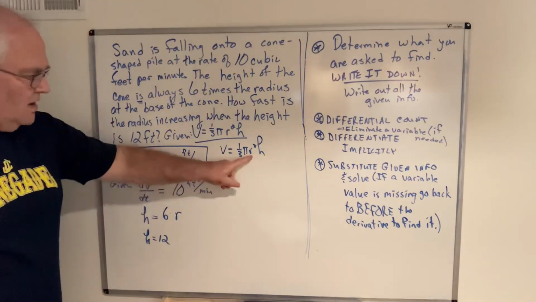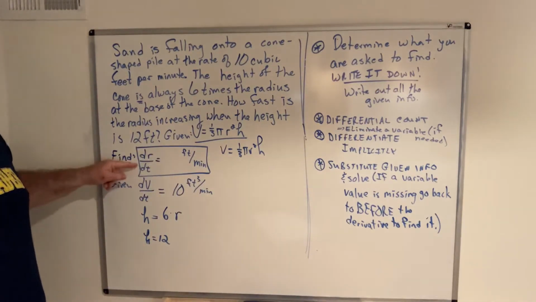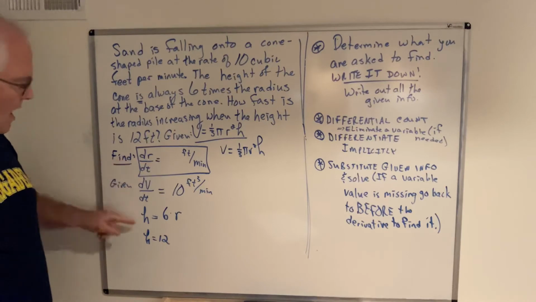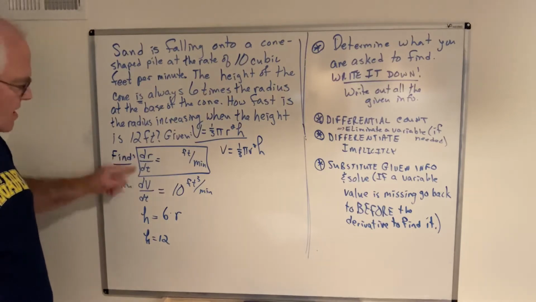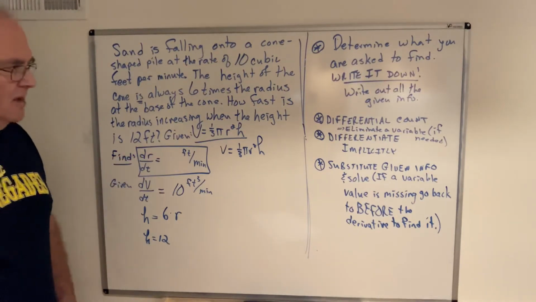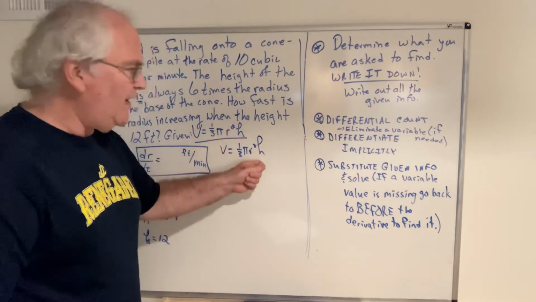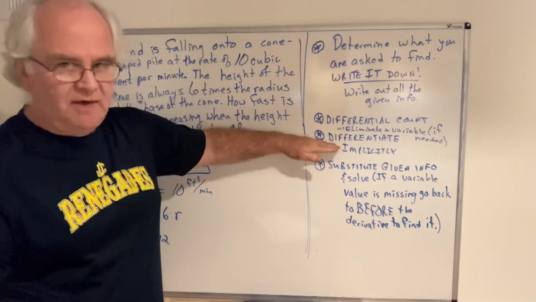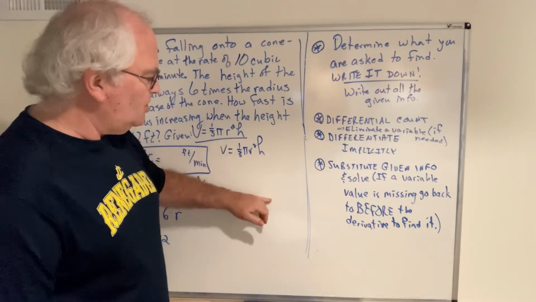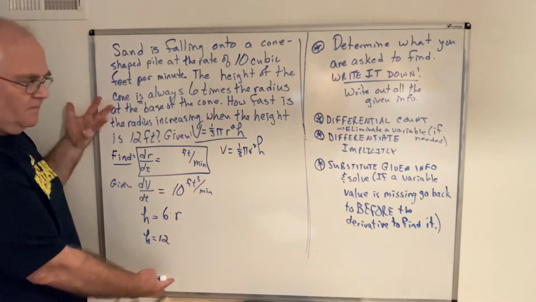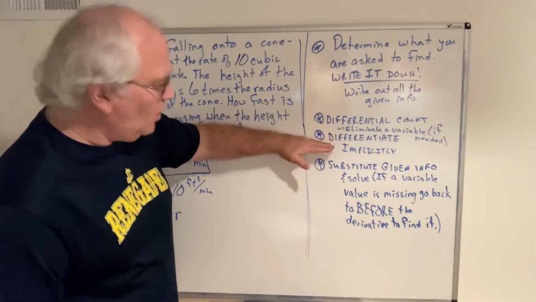How about dr/dt? Do we want dr/dt in the problem? Yes, that's the one we're looking for. We better have dr/dt in the problem. What about dh/dt? H is here, but not dh/dt. We do not have dh/dt in the problem, and so we need to eliminate a variable. You must eliminate the variable before you differentiate, before you do the derivative. If you do the derivative here, then we have dh/dt in the problem, and there's no way to get rid of it. And so, differential count is important before the derivative.